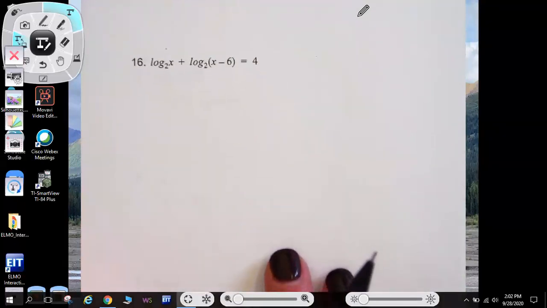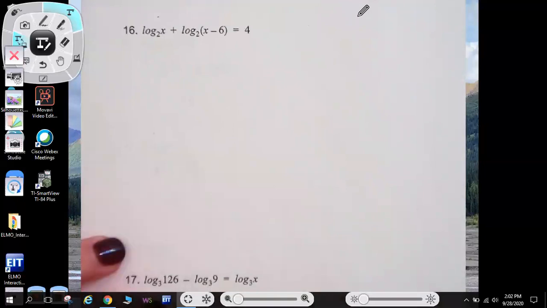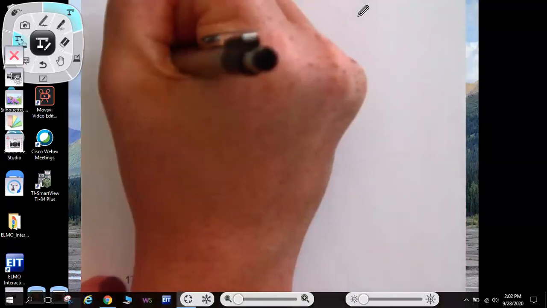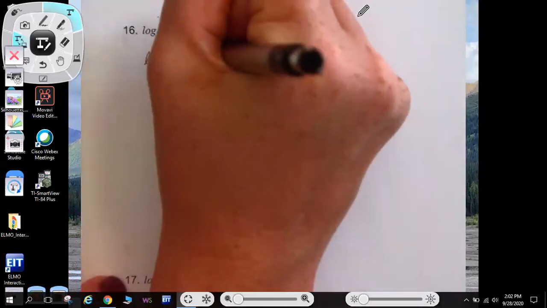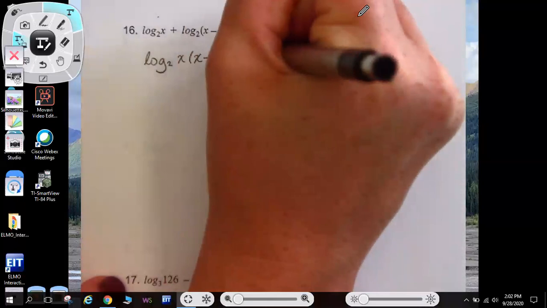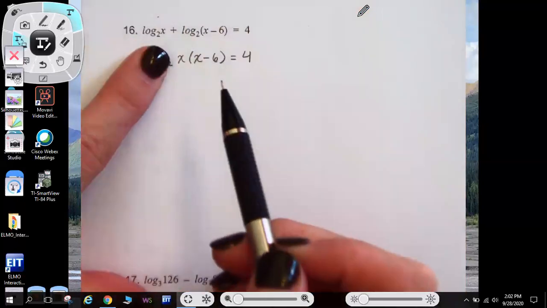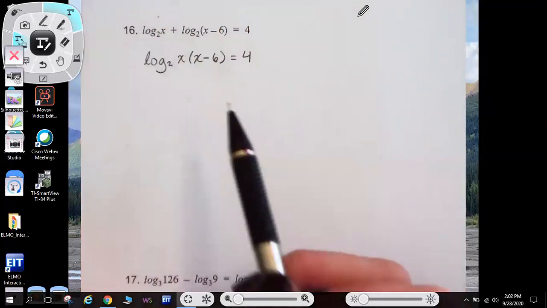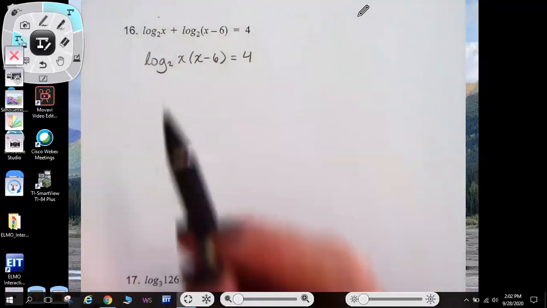Okay, number 16. We have two logarithms that are being added together. So we want to combine these into one logarithm. When we do that, the base stays the same, so it still is log base 2. And then we multiply x times x minus 6. Make sure that you've still written log base 2 here. You can't leave that off just yet. You're going to mess yourself up if you don't keep that on there for this step.